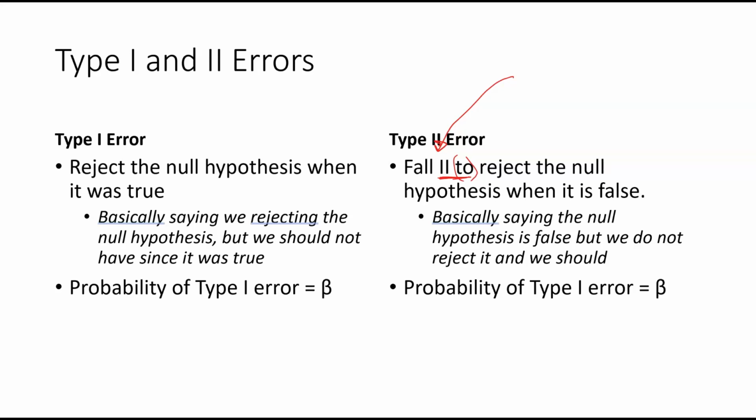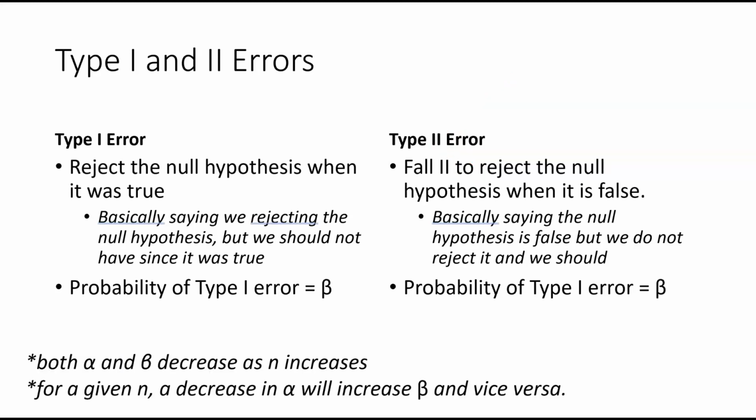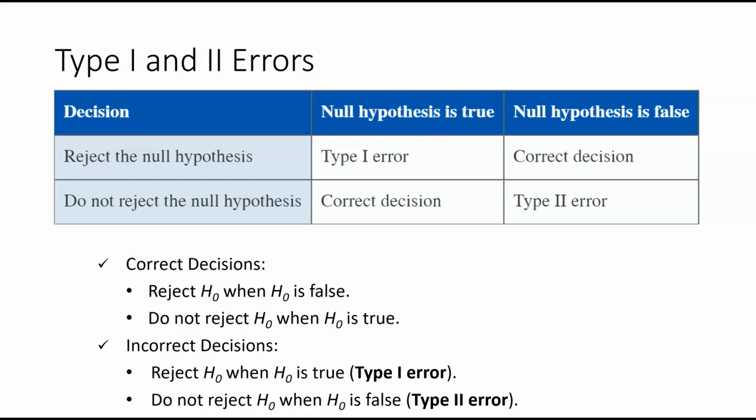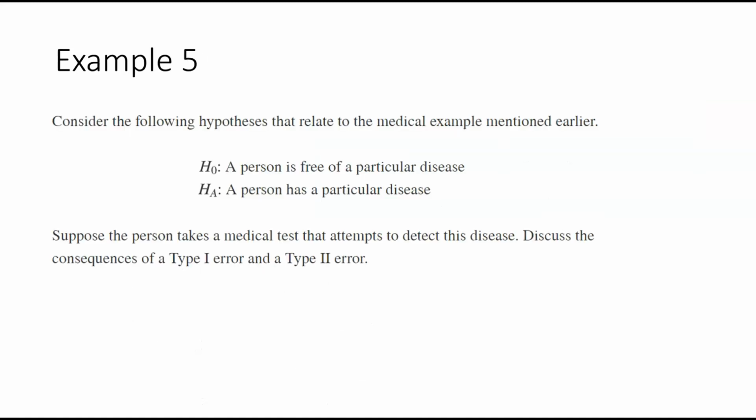And we're going to do a couple of examples here. And we're not going to go too deep into the probability of these errors. So again, a type 1 error is we reject the null hypothesis, but it was true. And a type 2 error is when we do not reject it, we fail to reject it, and it is false. Let's look at a couple examples here.